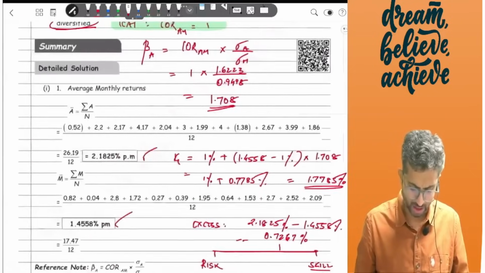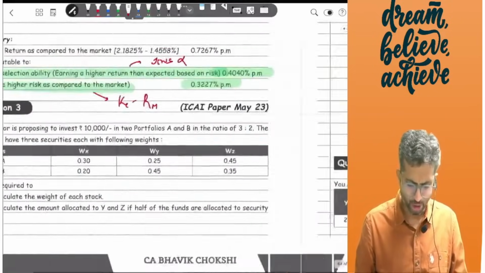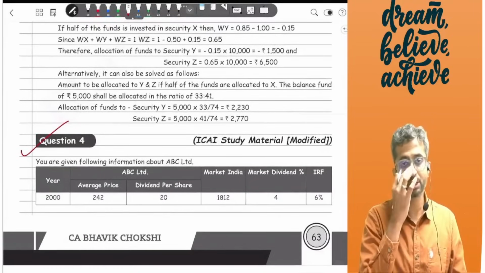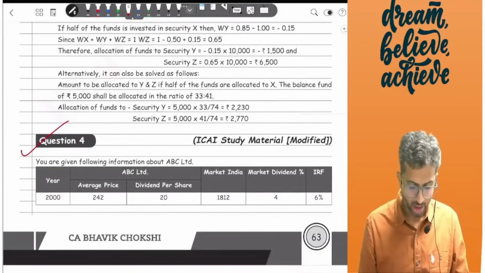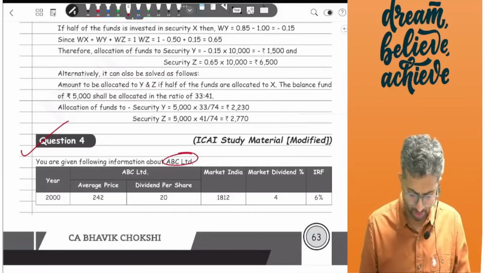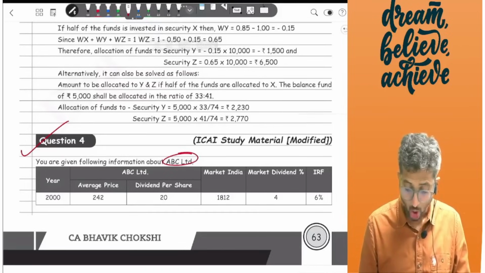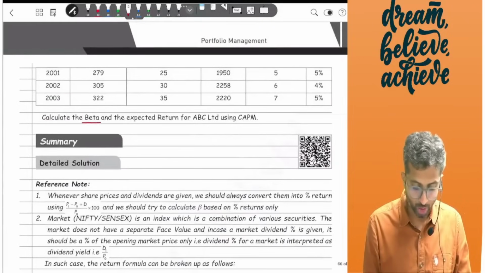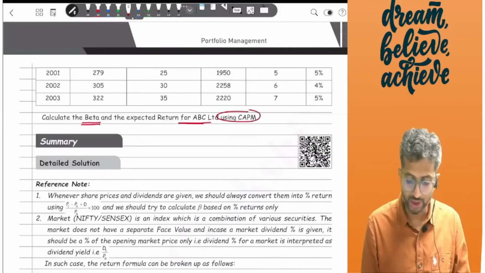Okay, so that is question number 2. Question 3 we will do in some time. You will go to question number 4. Now in this question you can try to find the beta, and a lot of other things can be done. Following is the information about ABC. You have been given the average price of ABC, of the market, dividend percentage and the risk-free rate. You are required to calculate the beta and the expected return using CAPM.